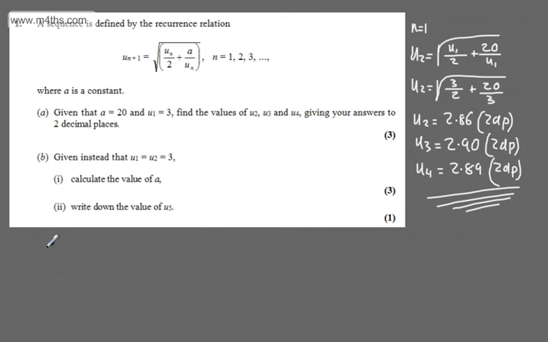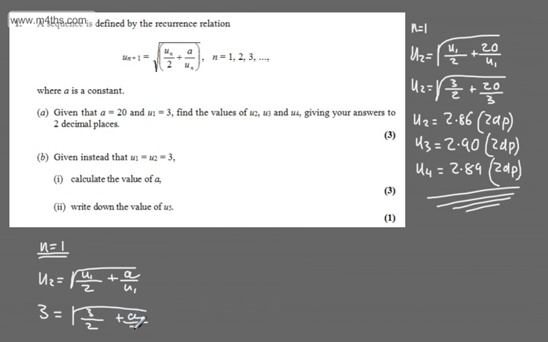So what I'm going to do now is let n be equal to 1. If n is equal to 1, we're going to come back to this point right here. So we can see that we're going to have u2, which will be equal to the square root of u1 over 2 plus now a over u1. So u2 is 3, and that's going to be equal to the square root of u1, which is also 3, over 2 plus a over u1, which is going to be 3.